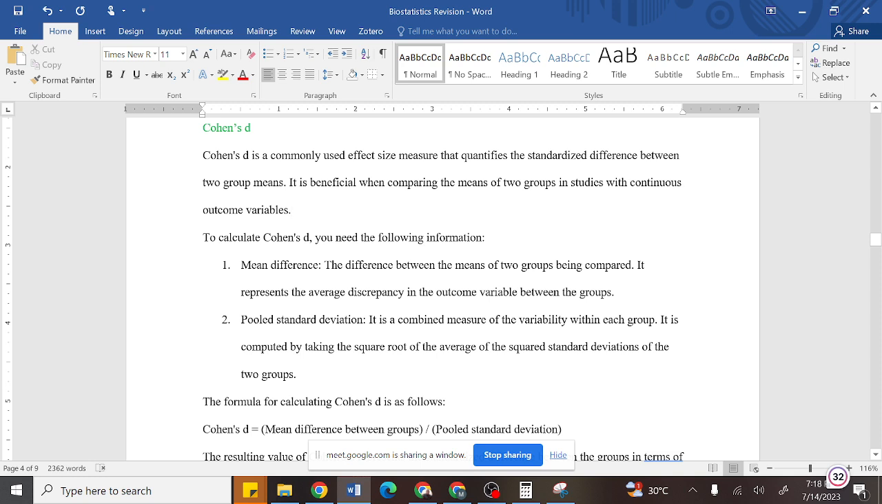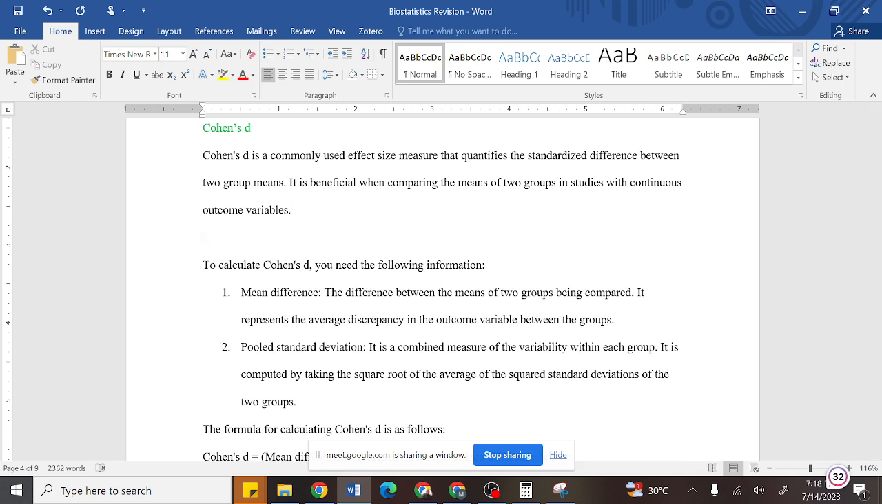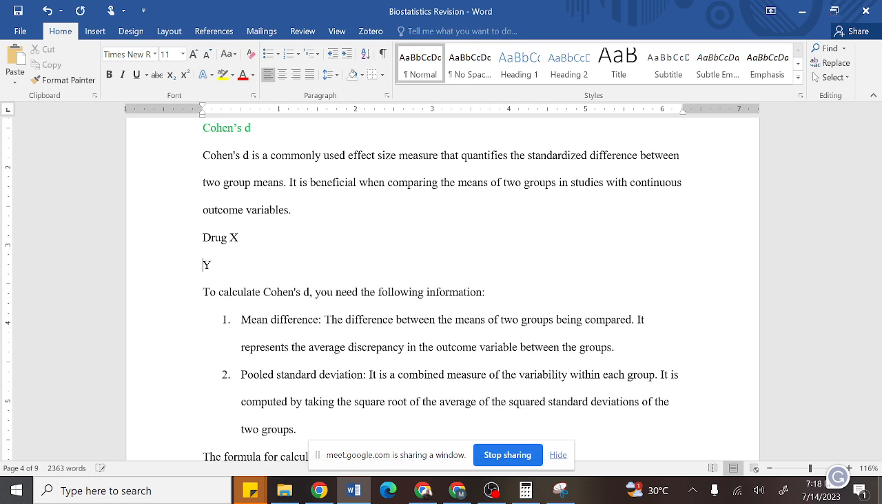Okay, so what is this? Let us assume you have these values. You're testing a drug X and drug Y. So you have drug X and then drug Y, 2 drugs. You're testing their impact on reducing, let us say, blood pressure, systolic blood pressure. That is your interest.